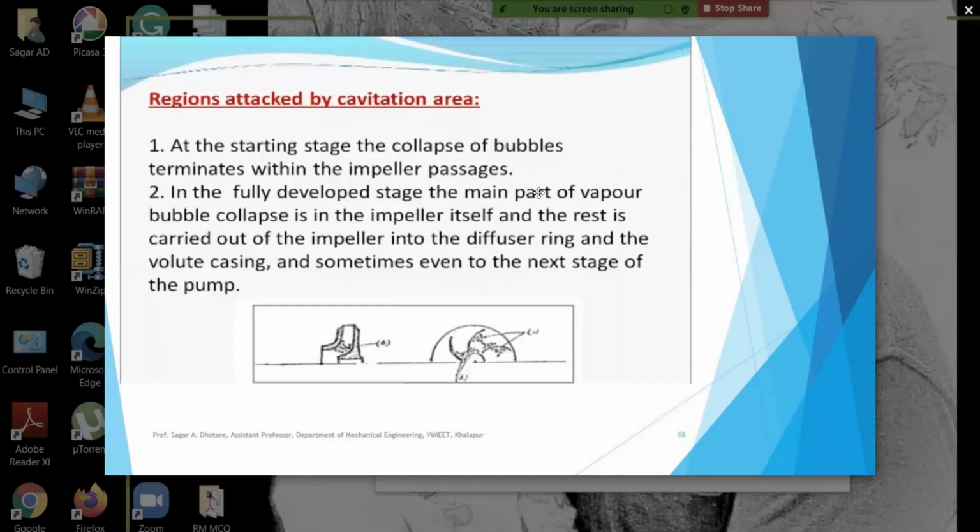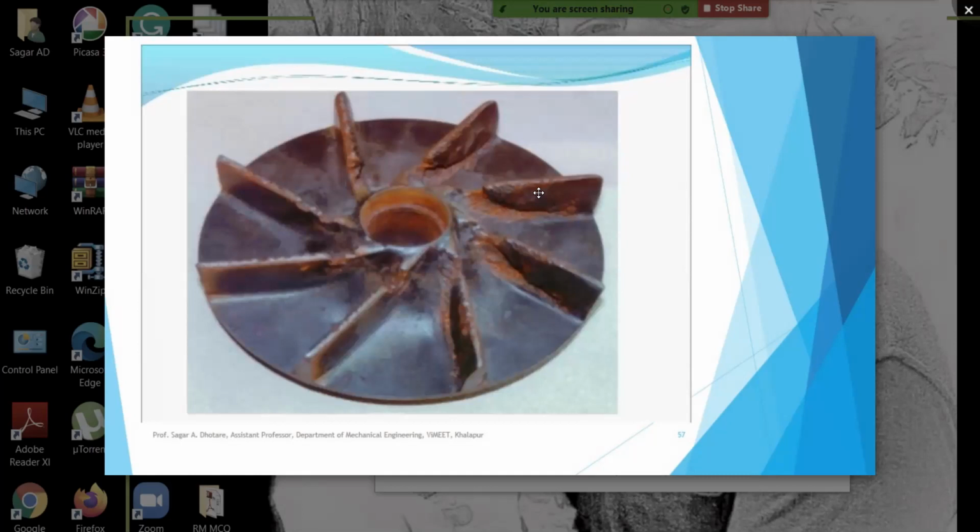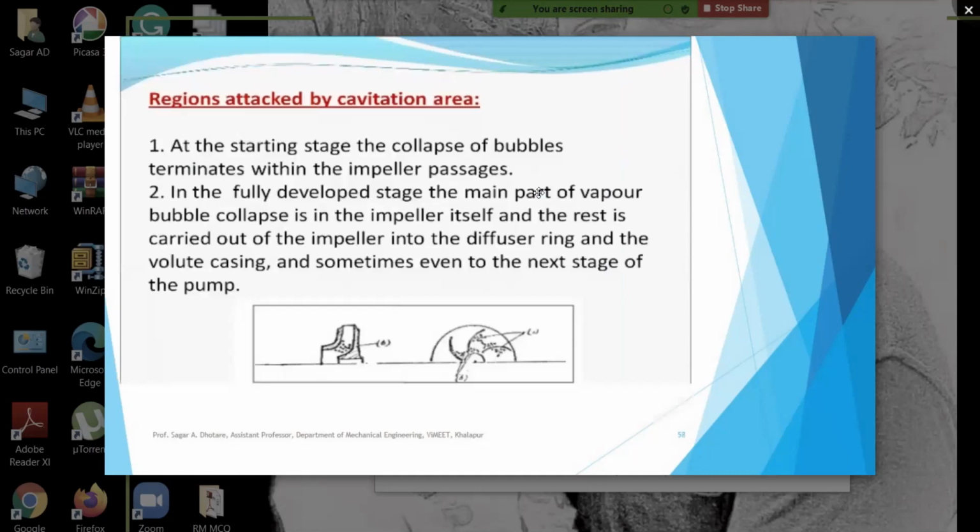Now, regions attacked by cavitation. You have seen over here where cavitation can occur. It's nearer to the suction pipe, or you can say the inlet region. You can look over here also. At the starting stage, the collapse of the bubbles occurs at the terminals which the impeller passes. In the fully developed stage, the main part of the vapor bubbles collapse in the impeller itself, and the rest is carried by the impeller into the diffuser ring and the volute casing, sometimes even to the next stage of the pump.